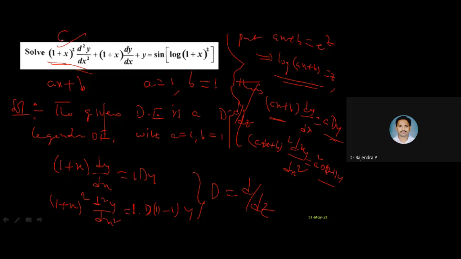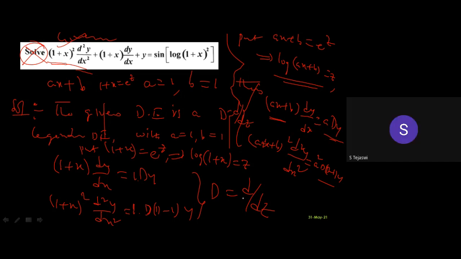Let us first start with the given equation. So this is the given equation. In that given equation, put 1 plus x is equal to e power z. Then I will write here, put 1 plus x is equal to e power z. From this, I can write logarithm of 1 plus x is equal to z. Do you agree or not?